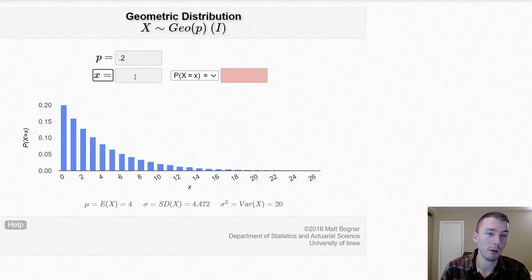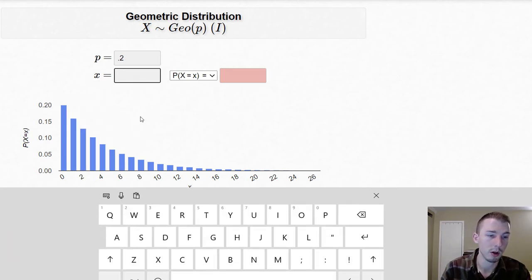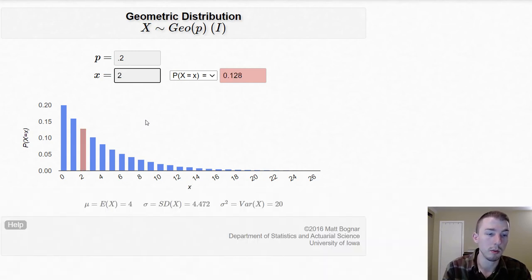All right, so what's the probability, and remember, you got to adjust this, that we have our first success within the first 3? Now I'm going to do 2, because that means that we had 2 failures before our first success. I don't know, it's kind of weird.